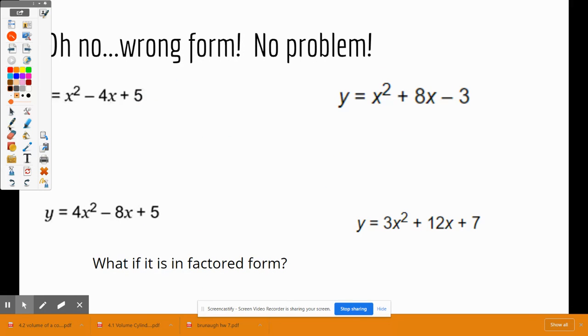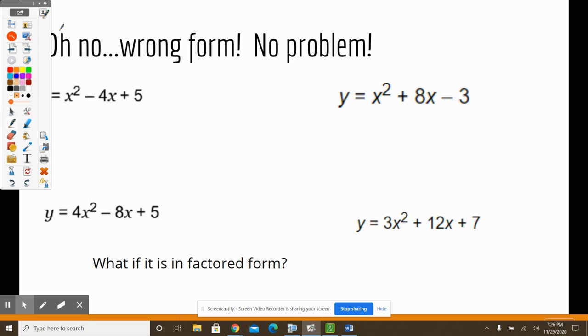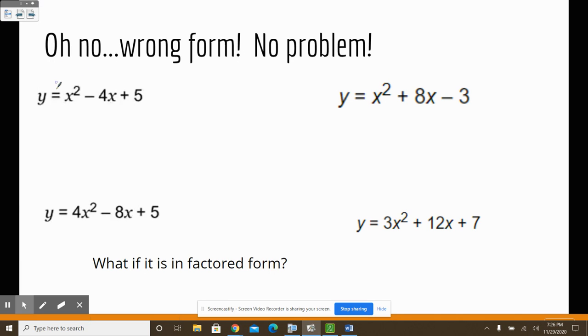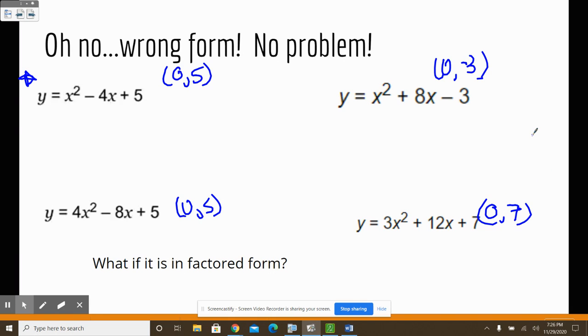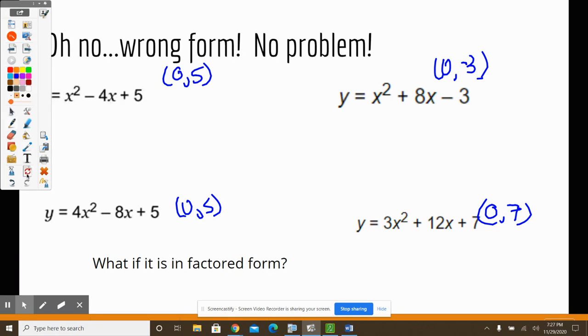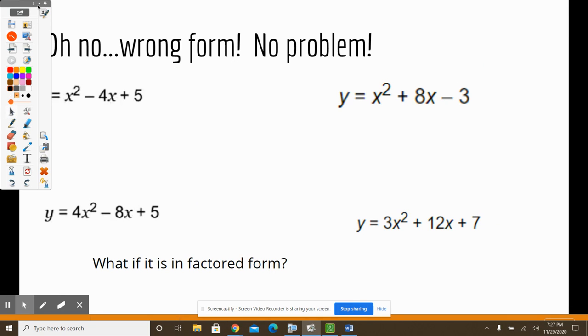Okay, so what do I do here? Garbage. It's not the way I want it. The only thing I know from looking at this graph is that the y-intercept is (0, 5), which is a nice thing to know because I can check it. (0, -3), (0, 5), (0, 7). That's all I know from looking at these graphs because these are all in the wrong form. But we can change it by completing the square. So let's go ahead and practice that.